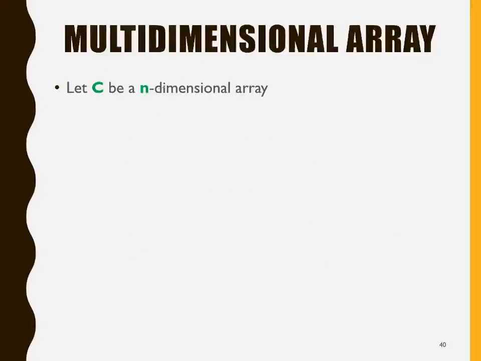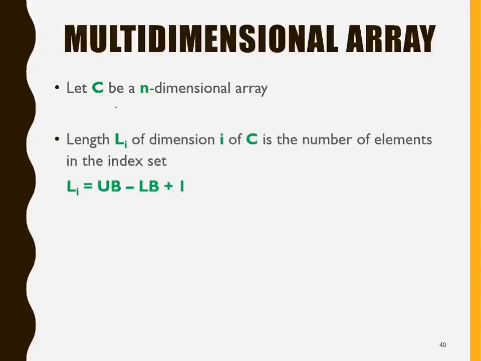If we talk about the multi-dimensional array further, let us take an example where C is an n-dimensional array. For a particular dimension we have to calculate the length. For the length of dimension i, with C as the name of the array, this will be the upper bound minus the lower bound plus 1 in that particular dimension. So the upper bound of i minus the lower bound of i plus 1. This is how we can calculate the length of a particular dimension.